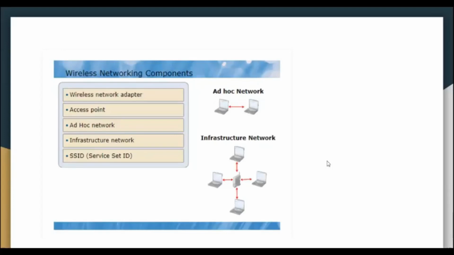So the network infrastructure contains three categories of network components. We have devices, media, and services. Okay, so it is a part of the IT infrastructure of an organization.